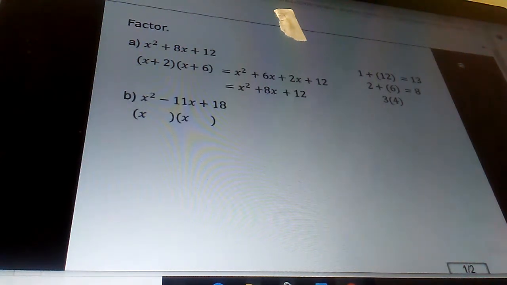Let's list negative factor pairs of 18 and check the sums. Negative 1 times negative 18 is positive 18, but the sum is negative 19, not negative 11.